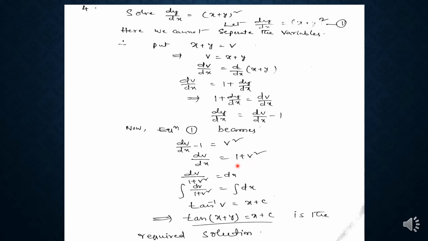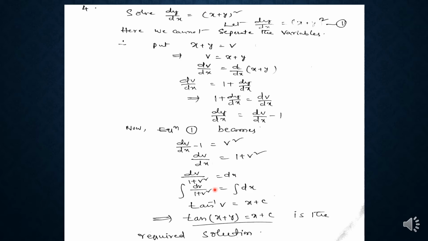So by separating the variables, 1 plus v square is a function of v. Writing this as dv by (1 plus v square) is equal to dx. Now the variables are separated. Here v and x are the variables. So all the v terms come on the dv side and dx is on the right hand side.